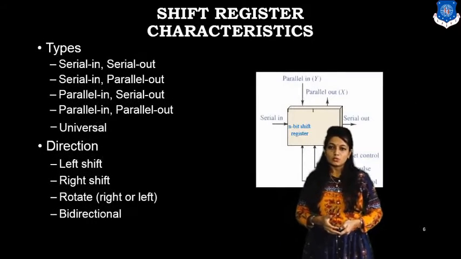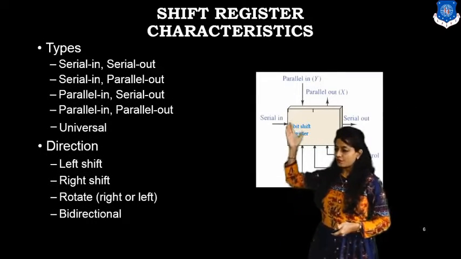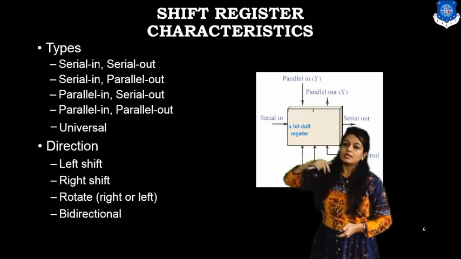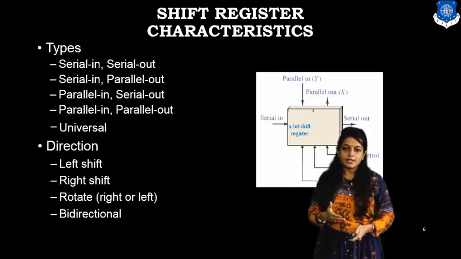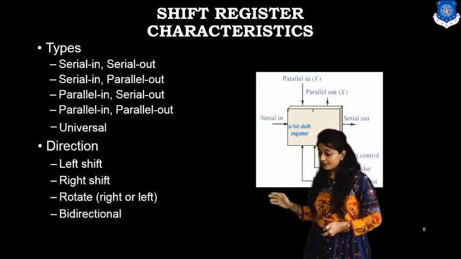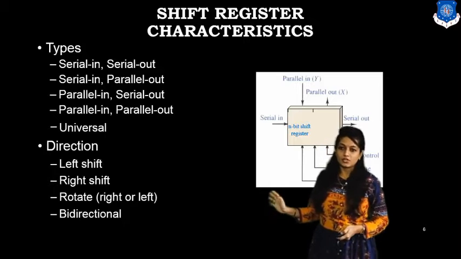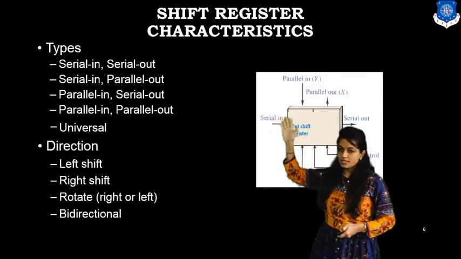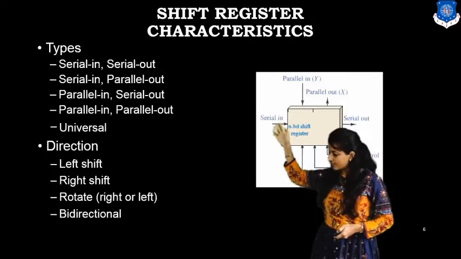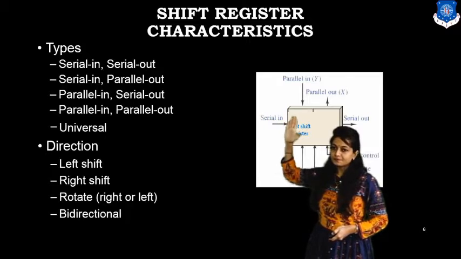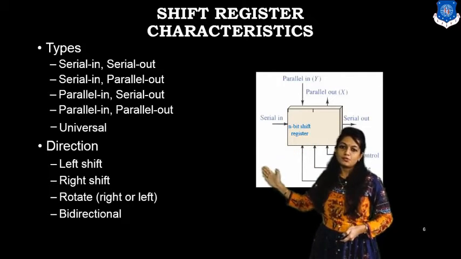So what are the characteristics of shift register? The first is that it can shift the data left, right, rotate and bidirectional. Types are serial input serial output, serial input parallel output, parallel input parallel output, and parallel input serial output.